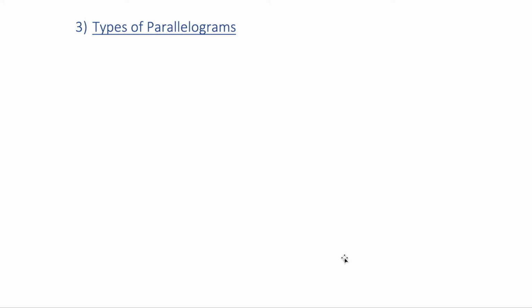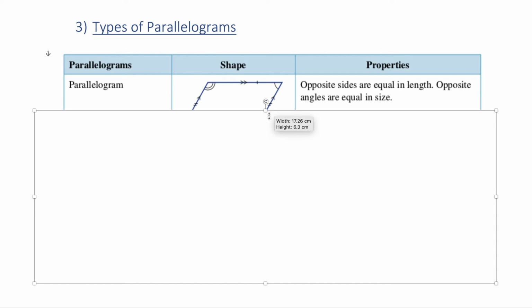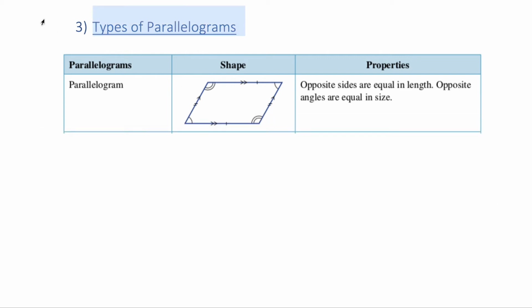Now, focusing on that first group of quadrilaterals that are called parallelograms, let's look at what types of parallelograms we have. I want you to draw this table that we have here. Wonderful. The first type of parallelogram is called a parallelogram, and the properties are that opposite sides are equal in length and opposite angles are equal in size.